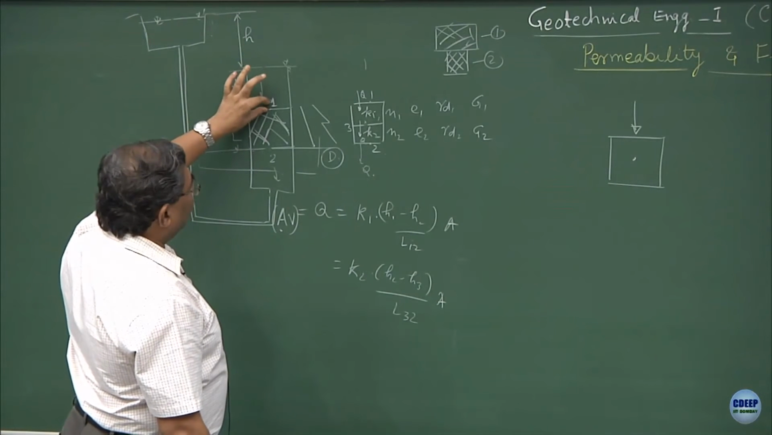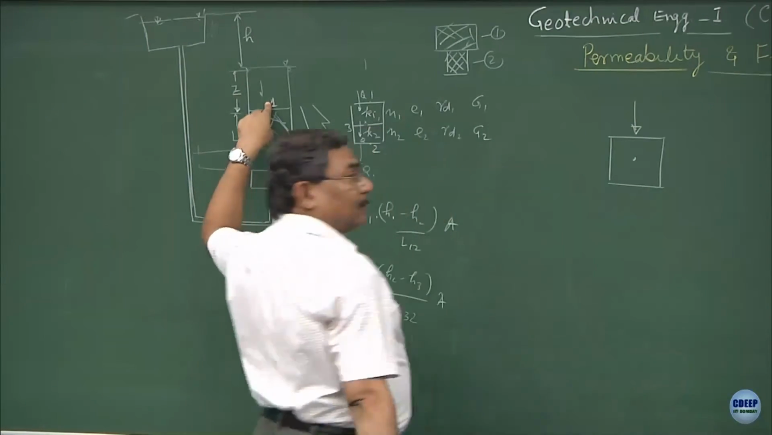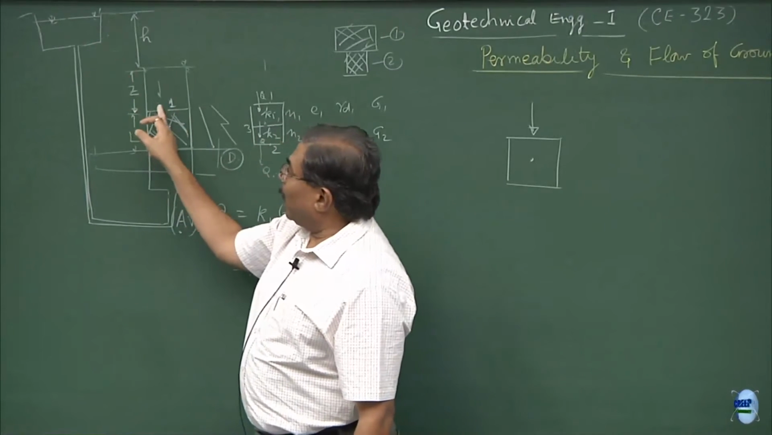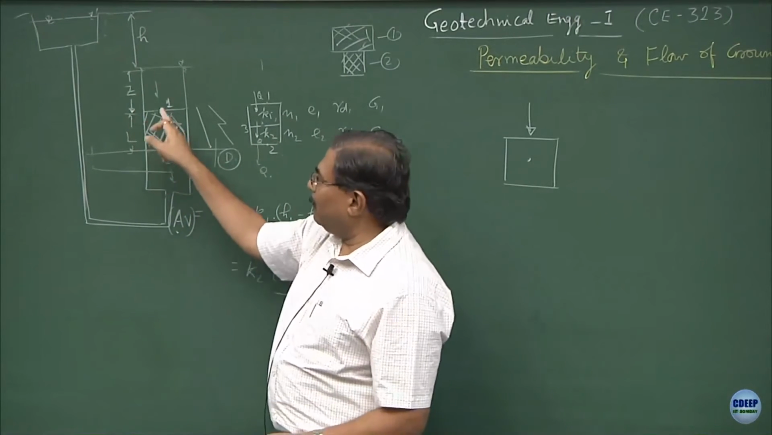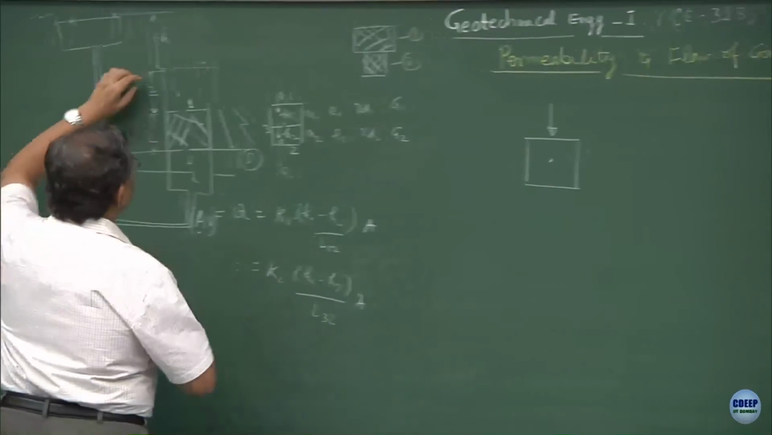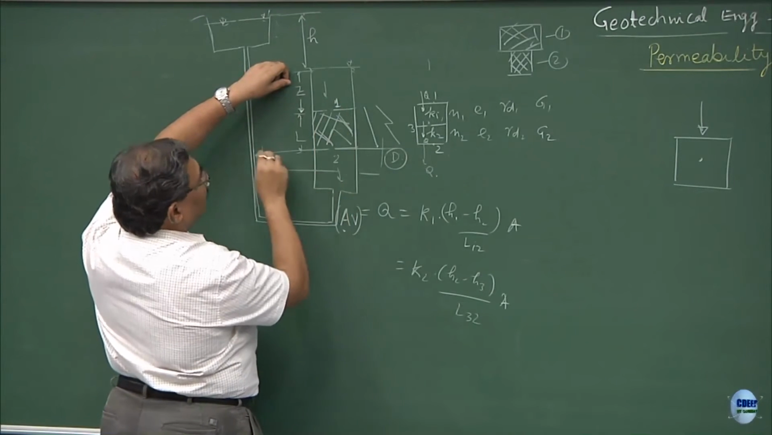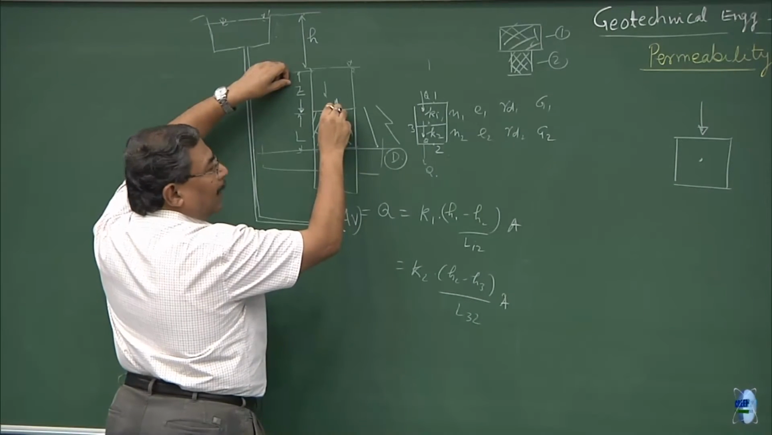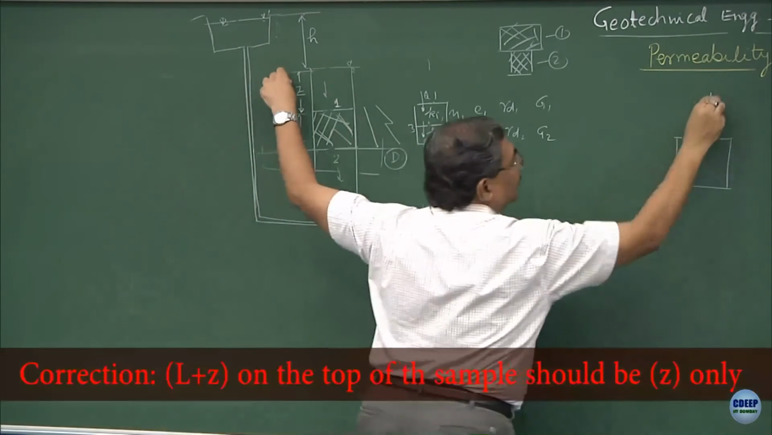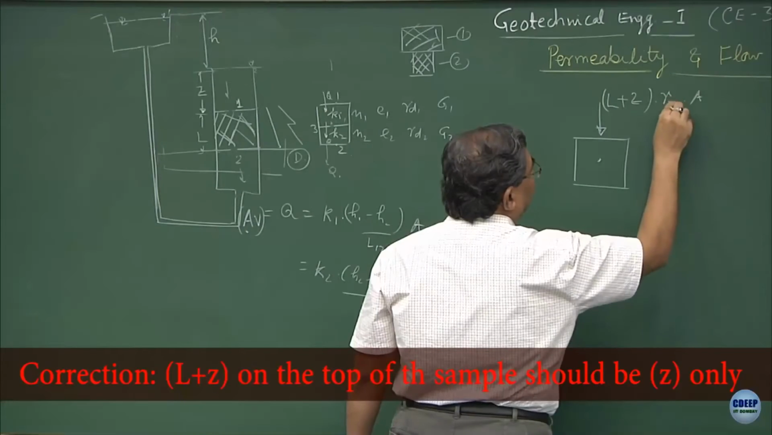What is the total head at point 1? H, total head. This H is not directly connected to point 1. There is a dampener in between, which is the soil mass. Clear? So at this point the elevation head is known, L. If you put the datum over here, at this point the pressure head is Z. So the total is (L plus Z) into gamma W into A. Is this part clear?